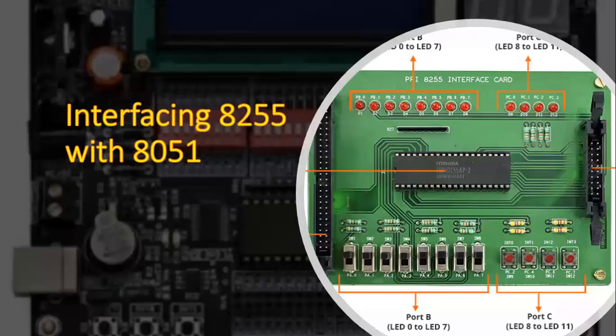Hi, in this video I'll explain the interfacing of an integrated circuit called 8255 with the 8051 microcontroller. 8255 is basically an integrated circuit which we use along with 8051 for various applications. Let us see more in detail.